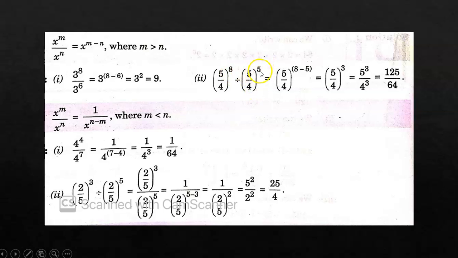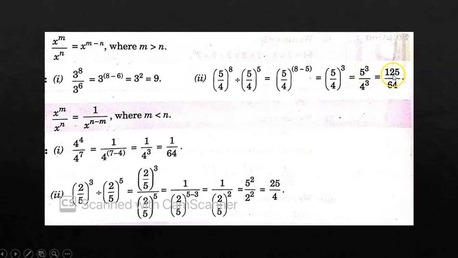8 is greater than 5. So my answer is 5 upon 4 raised to 8 minus 5. 8 minus 5 is 3. So 5 upon 4 raised to 3, which means the whole raised to 3 means 5 raised to 3 upon 4 raised to 3.